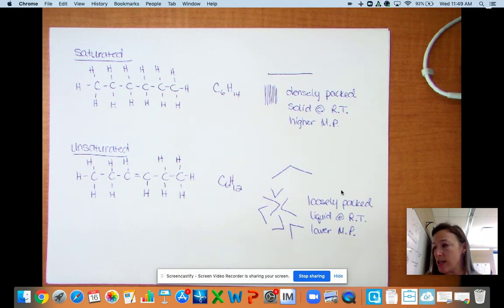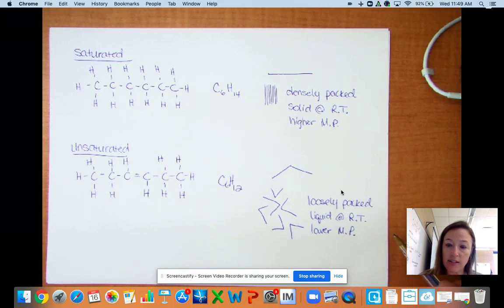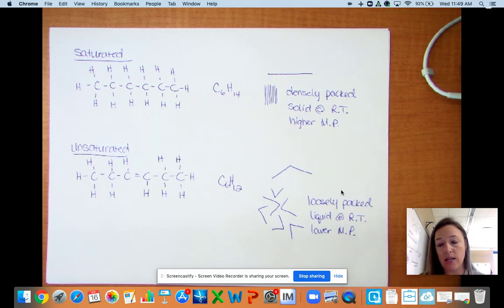So that's the difference between saturated and unsaturated fats. I can give the relative melting point low or high. We talked about that, and then talked about the structure, them being straight versus bent. So that is everything for those I can statements.